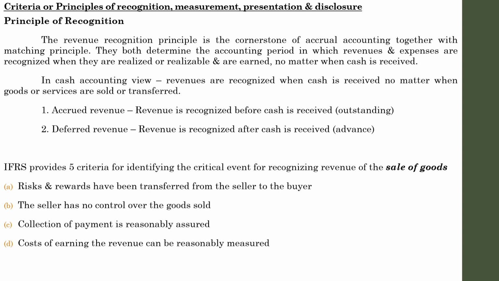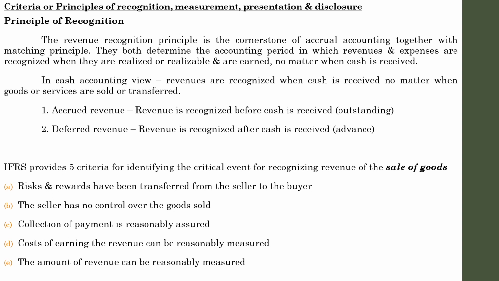The cost of earning the revenue can be reasonably measured. Any expenses made by the seller with regard to the sale of goods should be properly measured and recorded. The amount of revenue can be reasonably measured, just like the point we discussed in the last line. The amount of revenue relating to that particular sale of goods should be reasonably measured, supported by financial documents. Financial documents means vouchers, bills, receipts, etc.